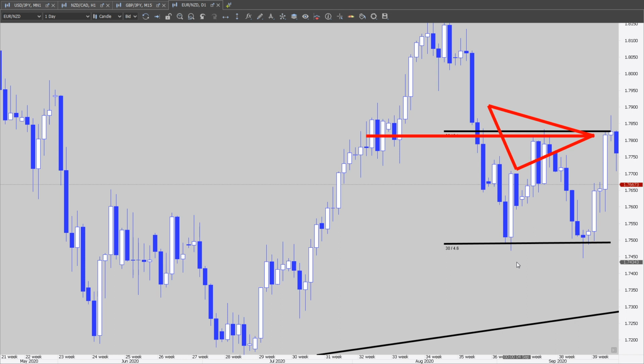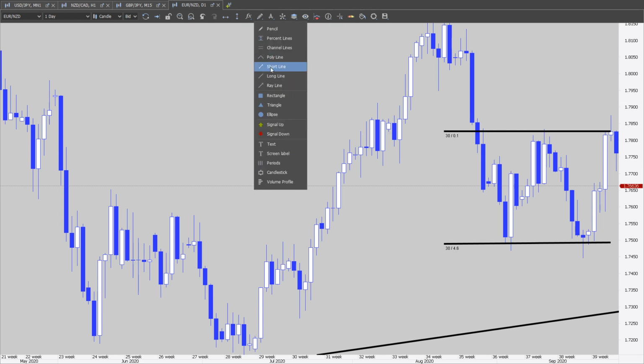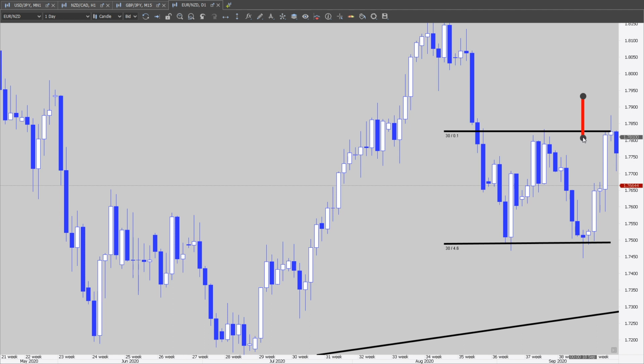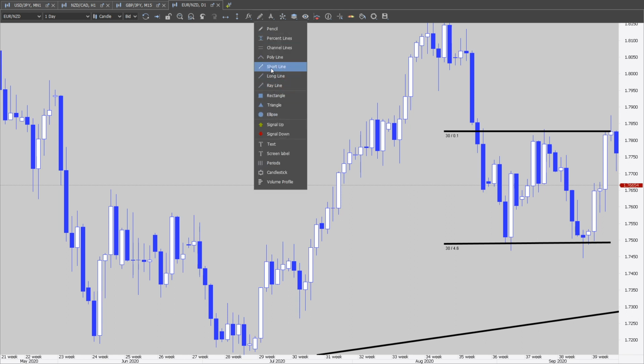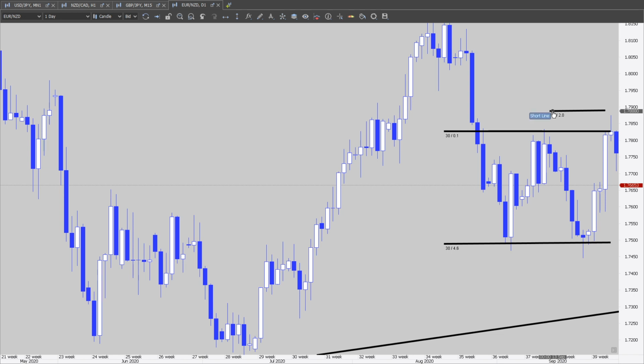Does anybody want to short the market? Maybe? Nobody has the courage to short the market? Okay. Well, I am going to short the market and I'm going to buy it too. I'm going to short here. Okay. I'm going to short the market in here. I'm going to put a stop loss above here.